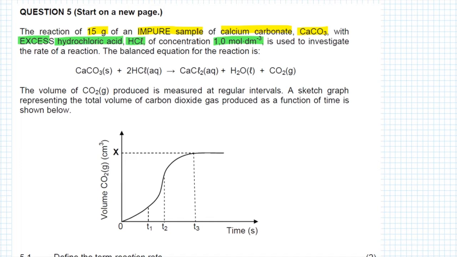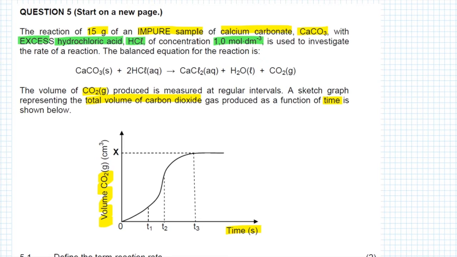The balanced equation for this reaction is as follows. The volume of the carbon dioxide produced is measured at regular intervals. A sketch graph representing total volume of carbon dioxide gas produced as a function of time is shown below. And over here we have a graph of volume versus time.